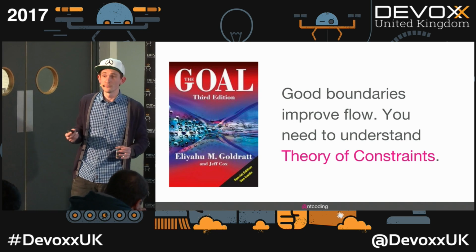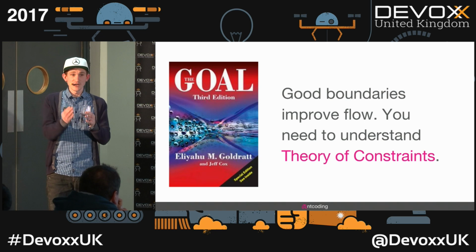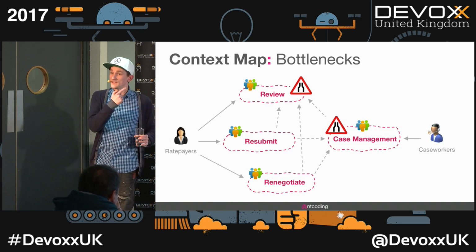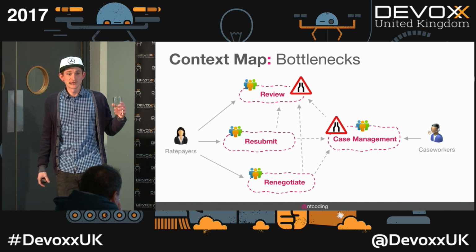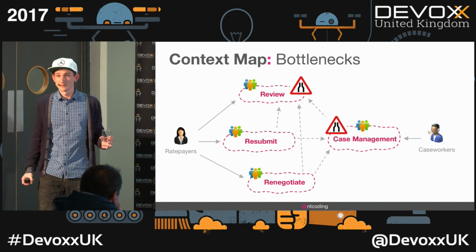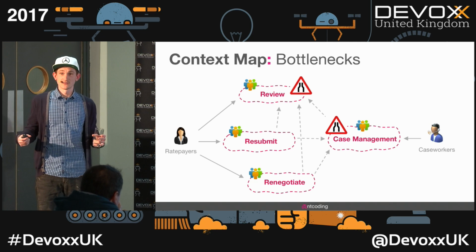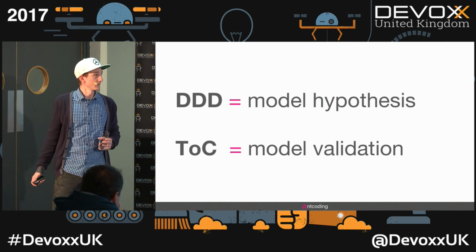And so that's what we're doing with DDD. We're using bounded contexts to fix the bottlenecks. And that's what we did here. We saw problems in the organization. They were bottlenecks. And we used bounded context to remove those bottlenecks.